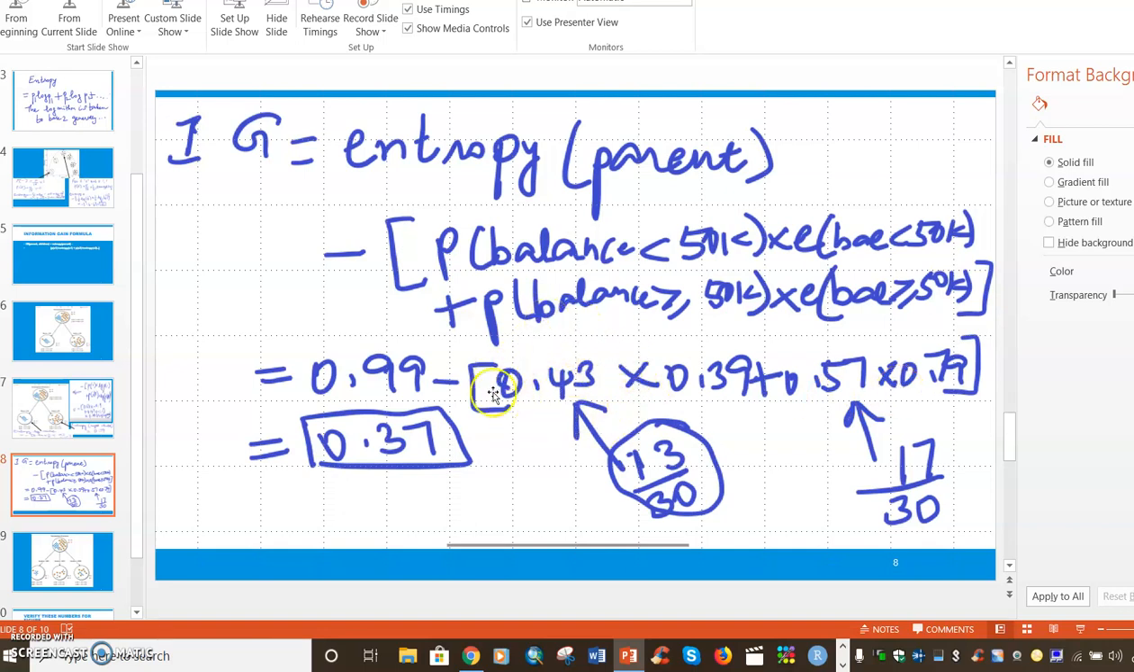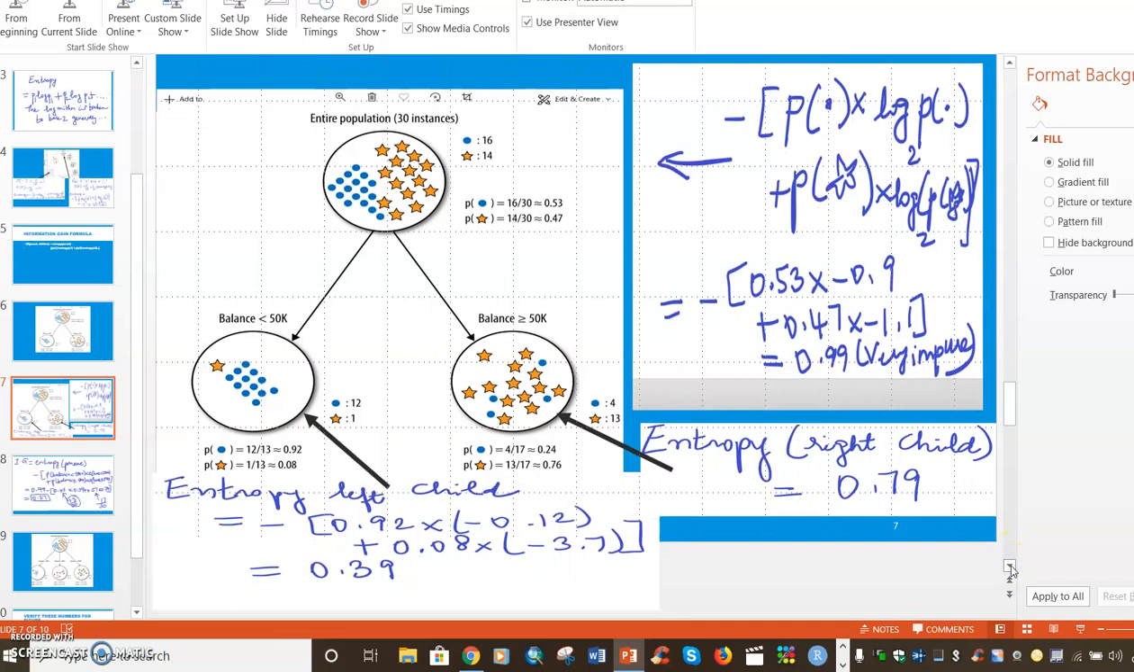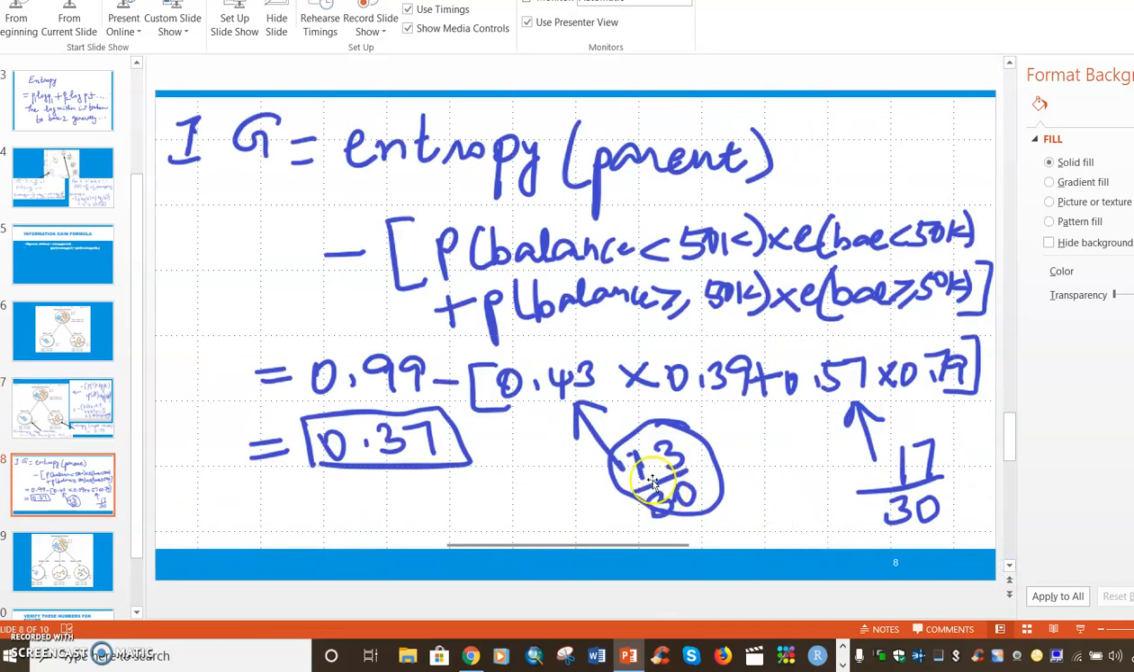So where did this number 0.43 come from? That's the probability balance less than 50K. So the 0.43 is the same as 13 over 30. So if you remember, there are 30 customers overall. 13 customers fall into the left branch and 17 customers fall into the right branch. And so 13 over 30 is the 0.43 and 17 over 30 is the 0.57.